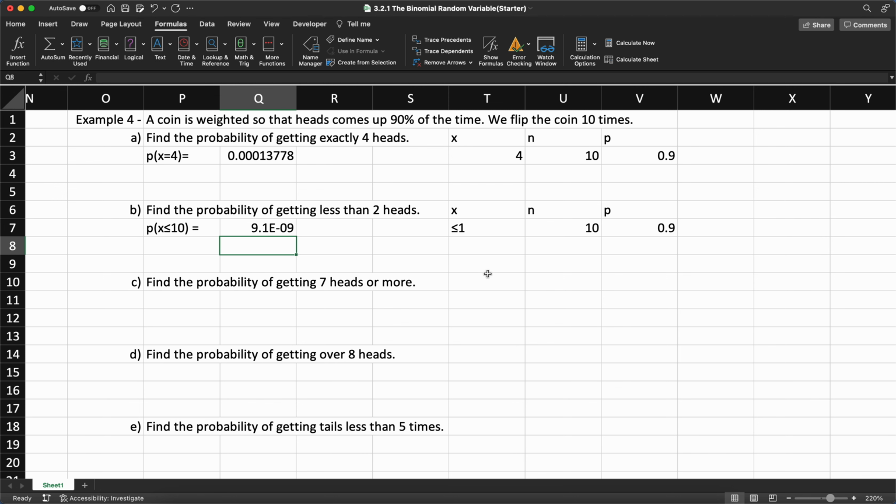All right, now let's do the probability of getting 7 heads or more. So we want 7 heads or more. So this is going to be 7.